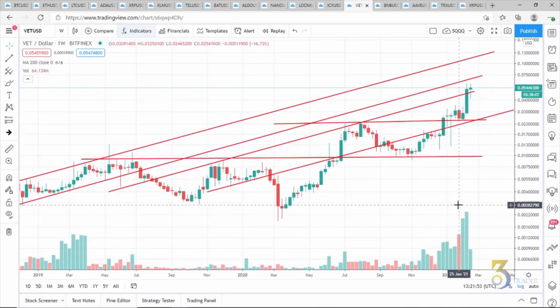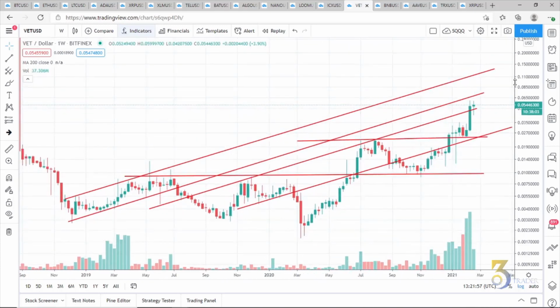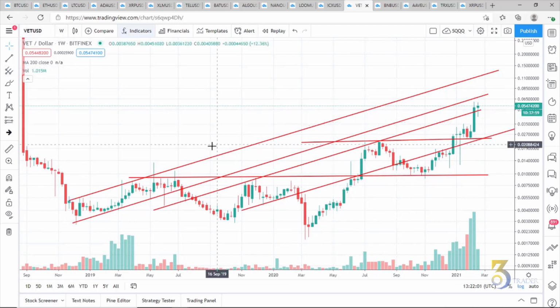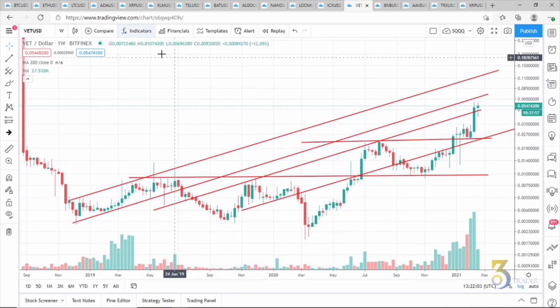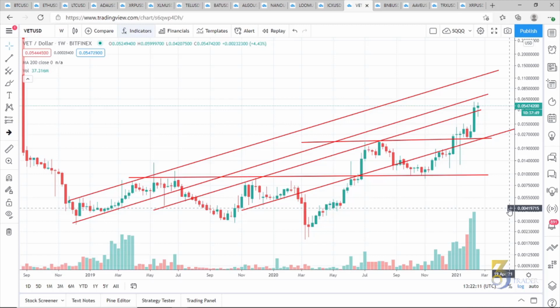Start doing these. Do them. This is a weekly. Look at these targets I have on VET. This is VET weekly. Now I can draw them on the weekly and then I can see them. So I have trading targets. I don't make my entries based off this. Remember, I have to zoom in.